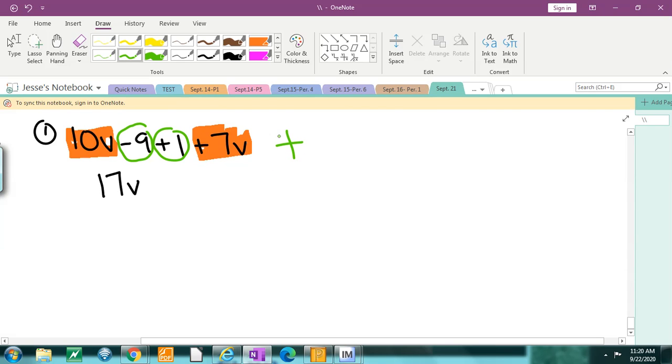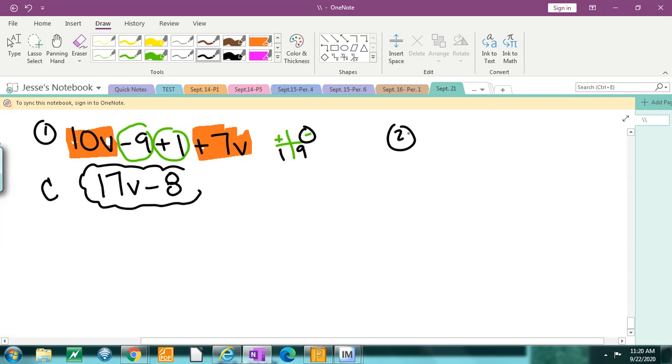I'm going to do a little t-chart real quick. I have negative 9 and the plus 1. I have negative 8. So that's my answer. Because you have a constant and the coefficient with the variable. So my answer there is C. Make sure you're doing the work. All right, C.